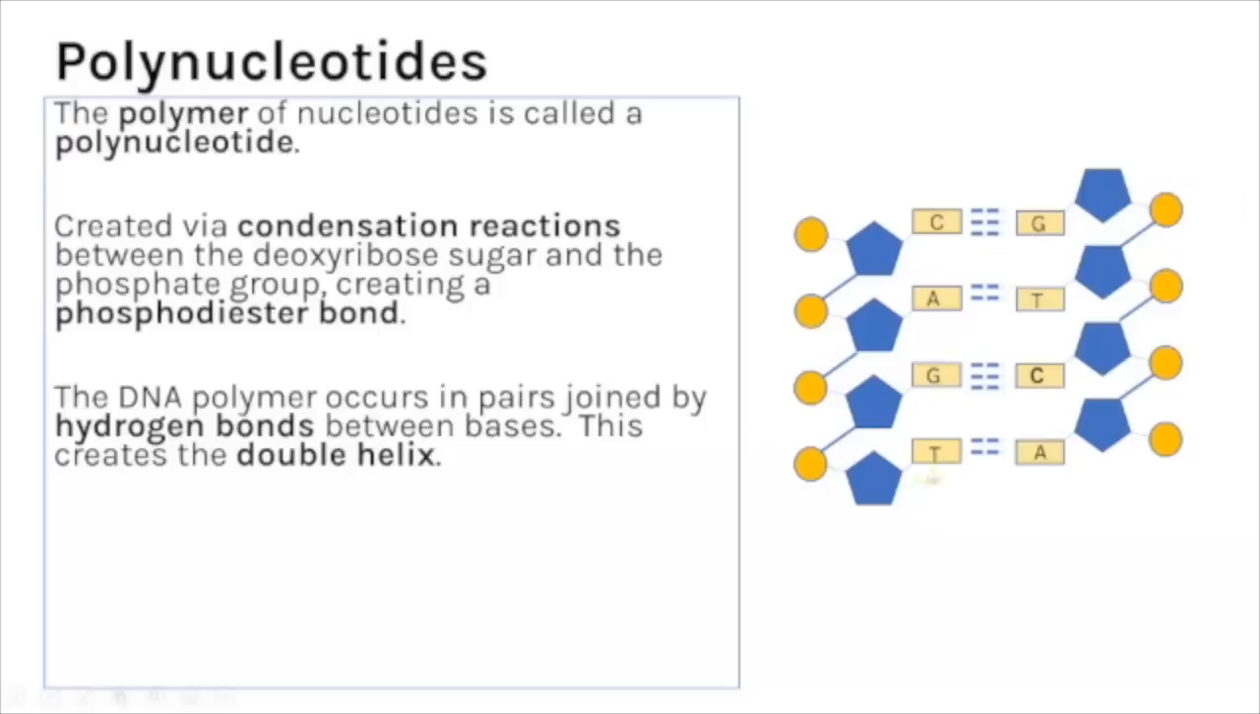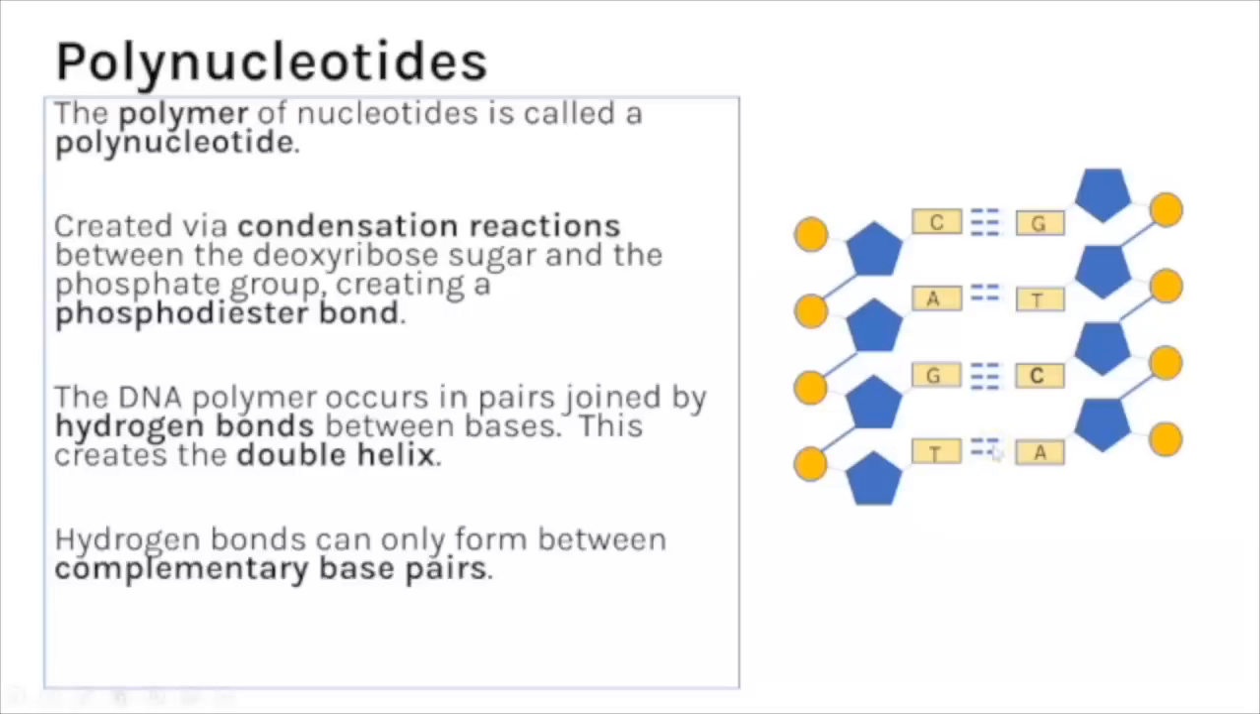Between the two polymer chains, we get hydrogen bonds, and those form between the complementary base pairs, which are cytosine and guanine, and adenine and thymine.